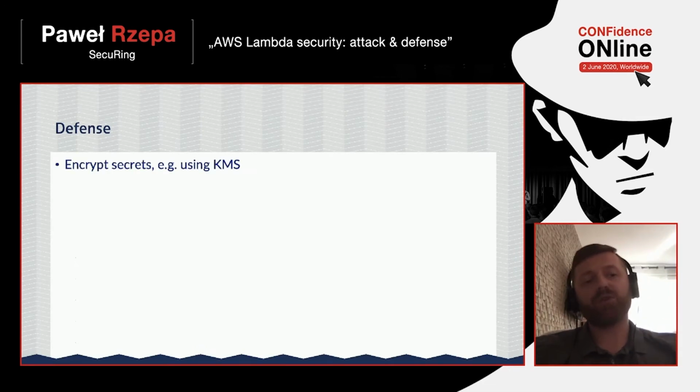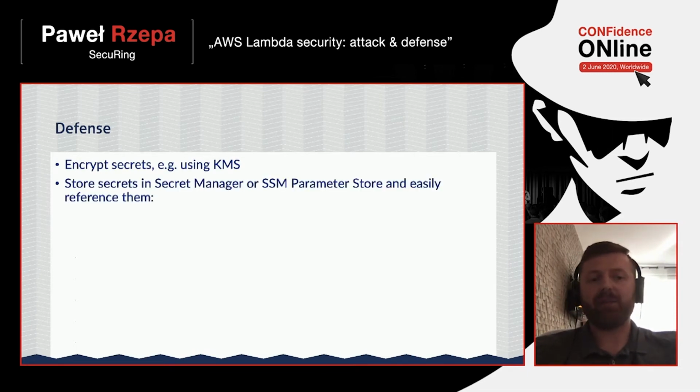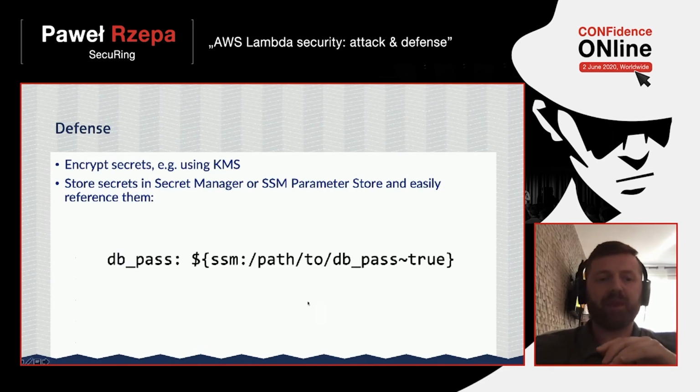What can you do? Of course, you should encrypt secrets. For example, in AWS, you can do it via the KMS service, and you can store those secrets in Secrets Manager or SSM Parameter Store. And in your serverless configuration YAML file, you can refer to those secrets via the following schema. As you can see, there's the path to the password in Parameter Store, and then you are adding the value true to decrypt this secret, and then it can be used by your Lambda.